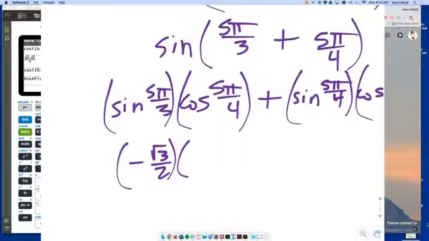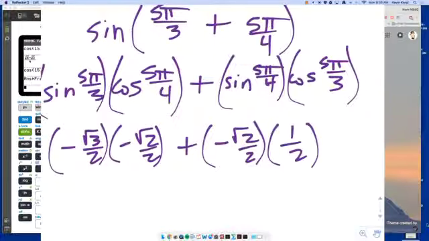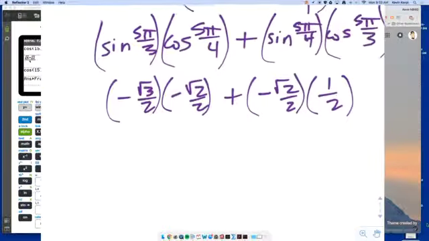Cosine of 5 pi fourths, negative square root of 2 over 2, plus sine of 5 pi fourths, negative square root of 2 over 2. And cosine of 5 pi thirds, positive 1/2. Super important to be in the correct quadrant because that's going to affect your plus or minuses.